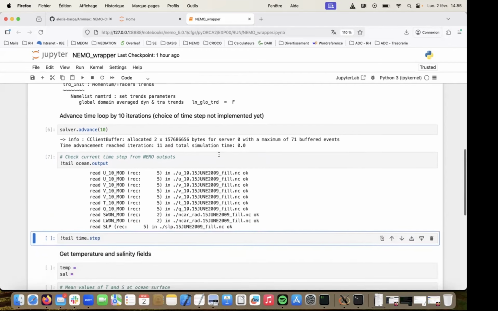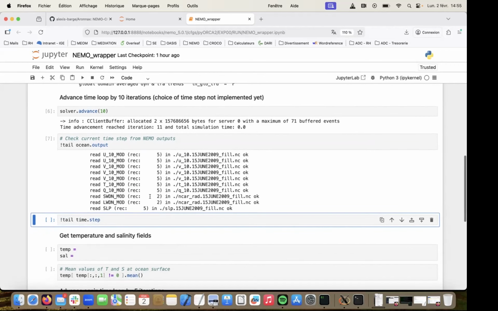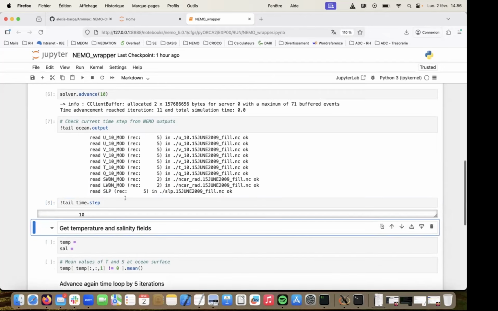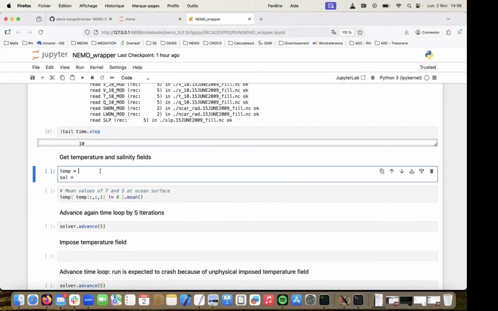And if I check the content of the NEMO log, we can see that it has been updated with the classical logs that NEMO writes when it's running. We can also check the content of the time step file, which is a file that NEMO updates every time an iteration is performed. We can see here that NEMO performed 10 iterations, and this is great because this is what we asked it to do.